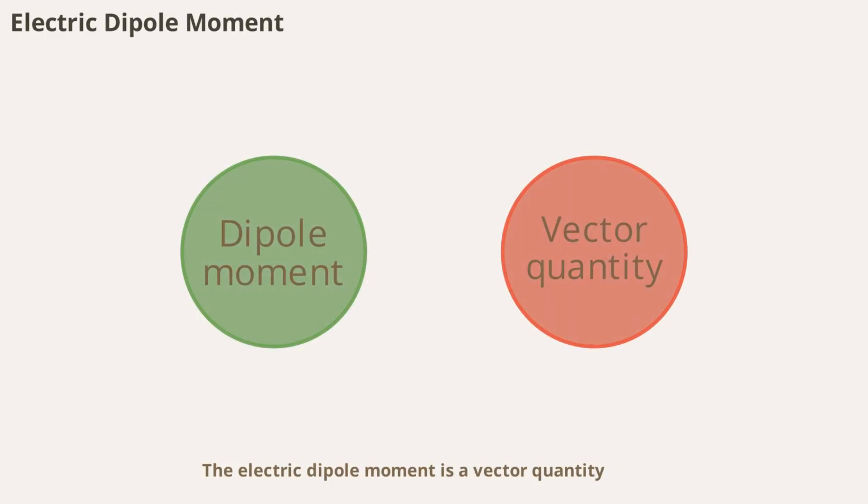Electric dipole moment is a vector quantity that measures the strength and orientation of a dipole. It's defined as the product of the charge and the separation distance. The dipole moment determines how the dipole interacts with external fields and is a key parameter in molecular physics and chemistry.